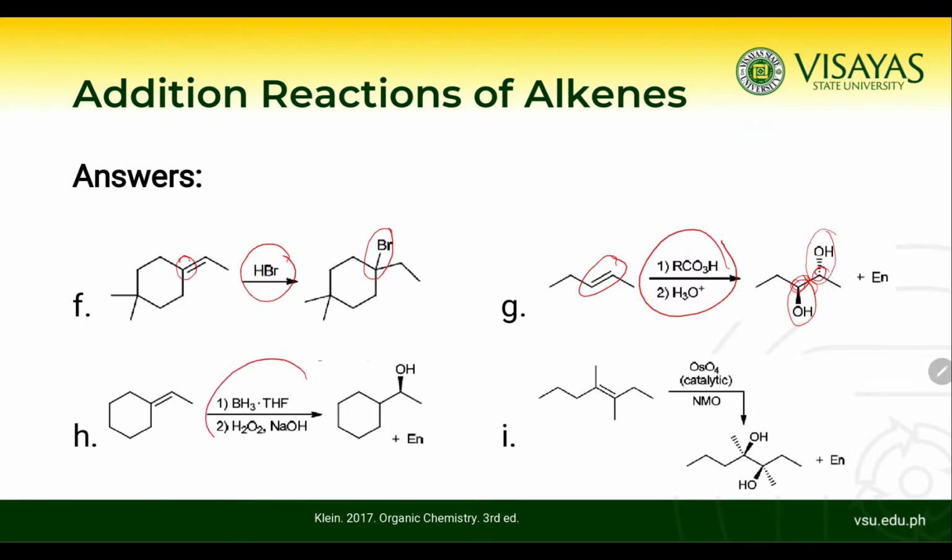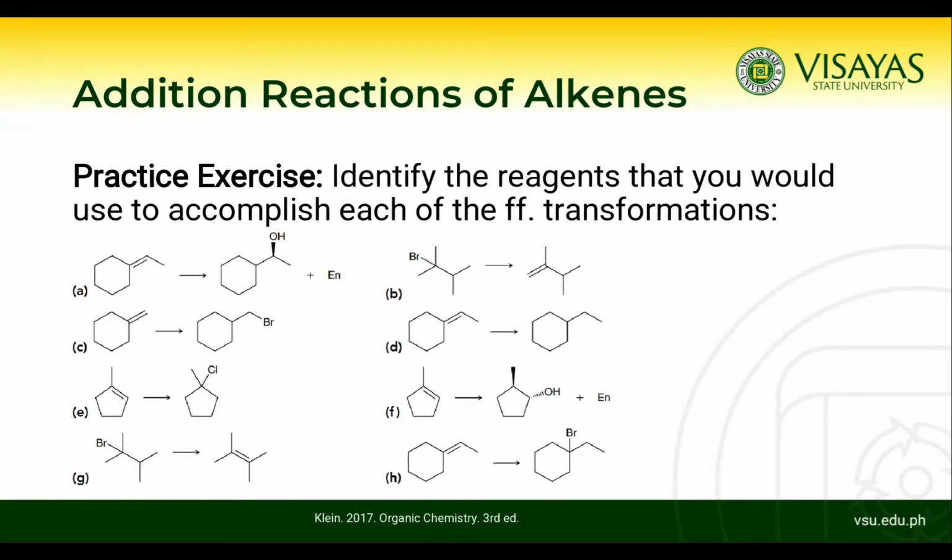Letter H, this is a hydroboration oxidation process. So, OH will bond to the less substituted carbon. In this case, this is the less substituted carbon. So, that is where our OH will be bonded. Letter I is a syn hydroxylation process. So, we show here that the OH groups attached to the carbons here are on the same face. In this case, both are wedge. It could also be both broken line, as long as it is syn addition. Okay?